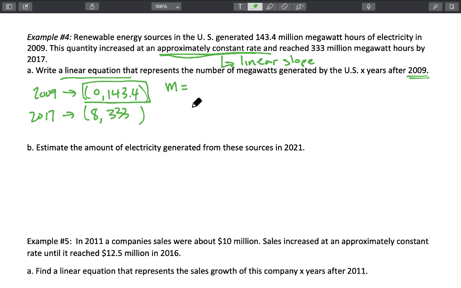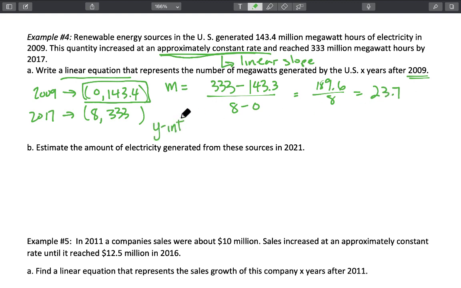So let's go ahead and find our slope. We're going to take 333 and subtract 143.4, and then divide that by 8 minus 0. All right, that gives us 189.6 divided by 8 for a slope of 23.7 million megawatt hours per year. Next up, we're going to take our y-intercept, which we actually already know. Our y-intercept occurs when x is 0, and that's 143.4 million megawatt hours of electricity.